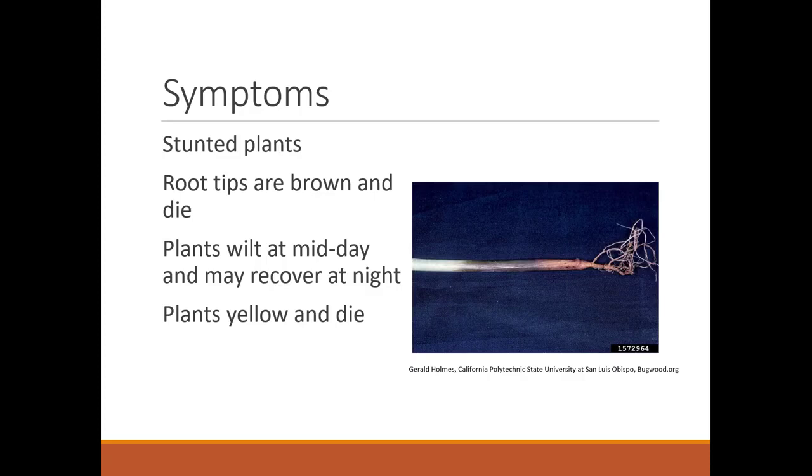So symptoms include stunted plants, root tips that are brown and die. Plants wilt in the middle of the day and may recover at night, and this isn't due to a drought wilt, like you haven't watered it and it recovered. This is the plants showing that wilt at midday and then coming back at night without any sort of watering happening. And then the plants yellow and die.